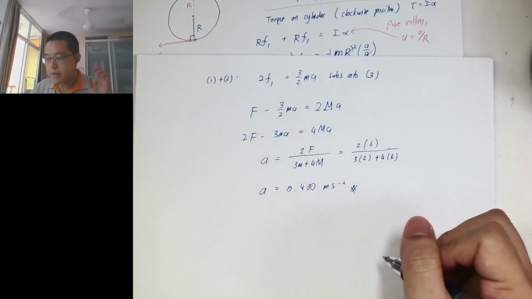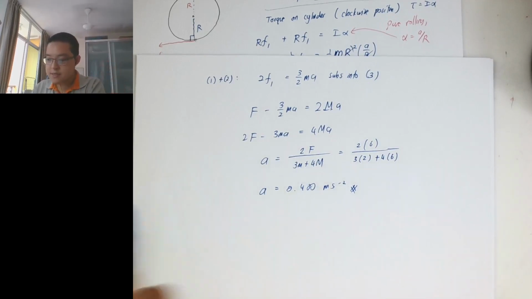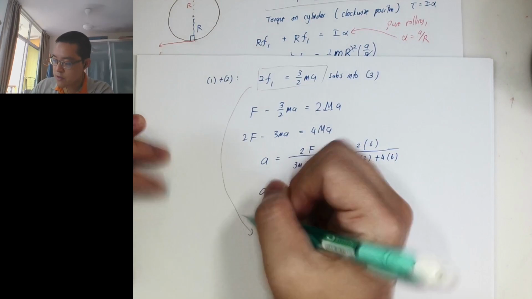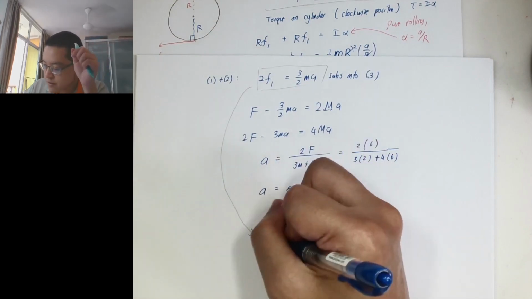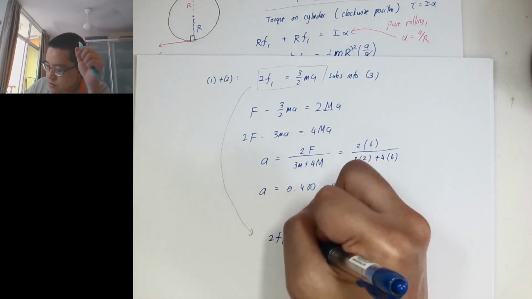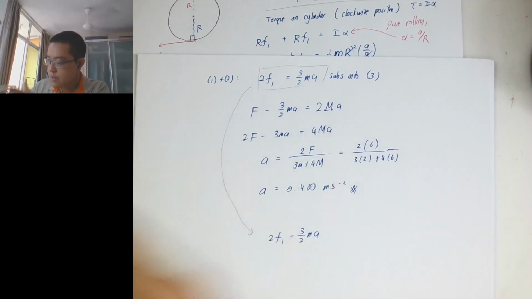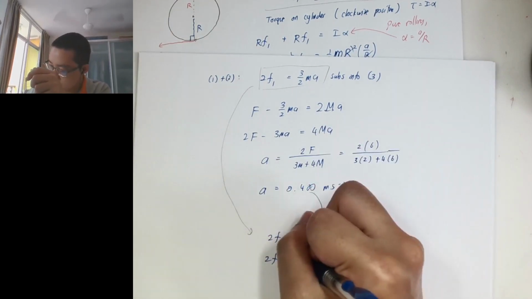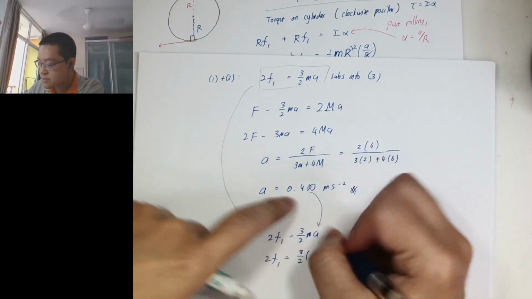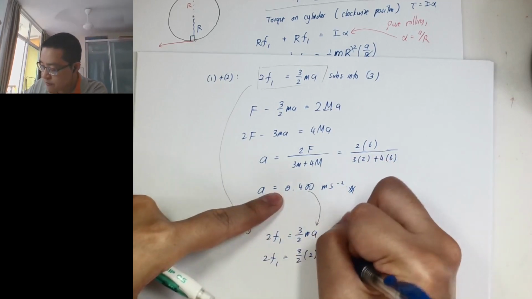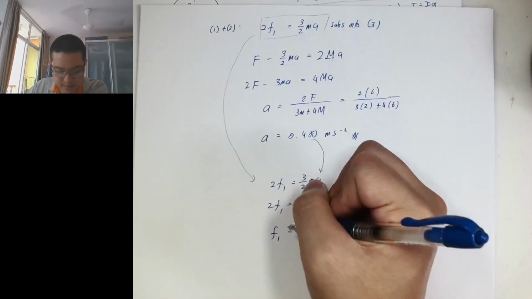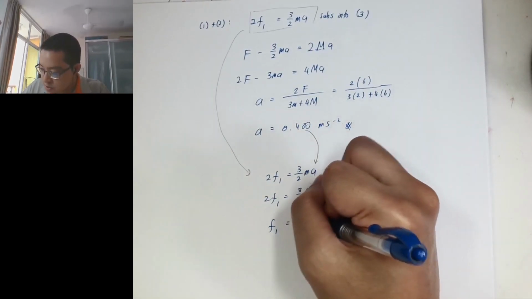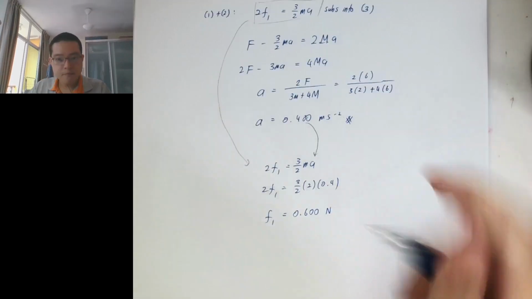Okay, but how to get the F1? So let us take this equation and solve for F1. Let's see whether we get correct or not. So my equation here is 2F1 is equals to 3 over 2 MA. So I put this A into here. So I got 2F1 is equals to 3 over 2. The little m is 2 kg. The A that we got is 0.4. We got F1 is positive number 0.6. Also the same answer that we got last time.